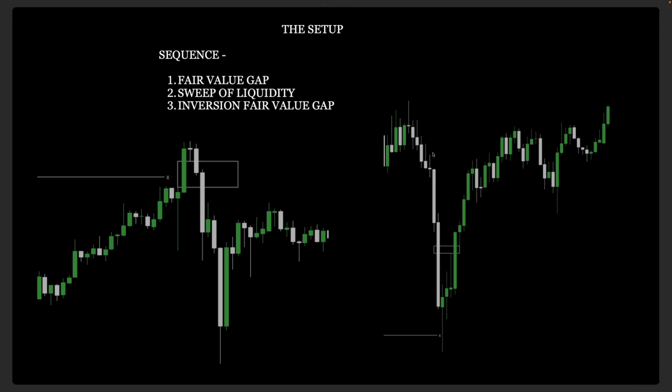First you have a fair value gap, then you have a sweep of liquidity, and then you have an inversion fair value gap which inverses this fair value gap, so to speak, and the body of the second fair value gap that comes after is overlapping with the body of the first fair value gap. So fair value gap, liquidity sweep, and then overlapping fair value gap, right? Extremely easy.